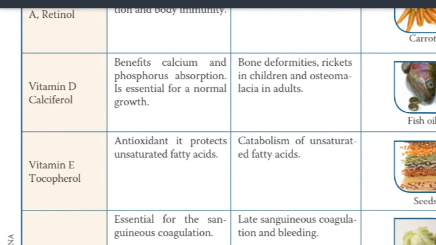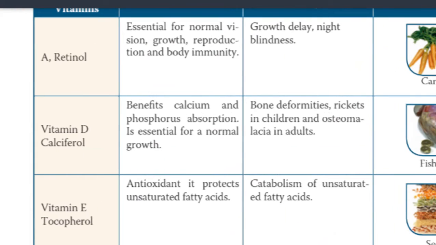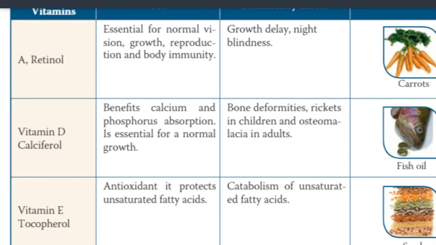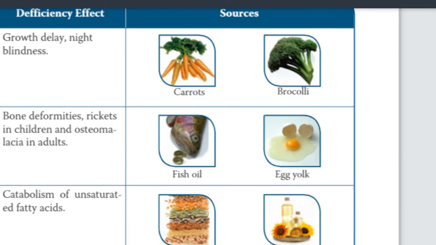Now, vitamin D or calciferol benefits calcium and phosphorus absorption. It's essential for normal growth. When we have a deficiency in vitamin D, our bones can have deformities. And I recommend that we ingest vitamin D most when we are young because it will help a lot in the definition and formation of our bones. Where can we find this vitamin? In fish oil or in egg yolk.